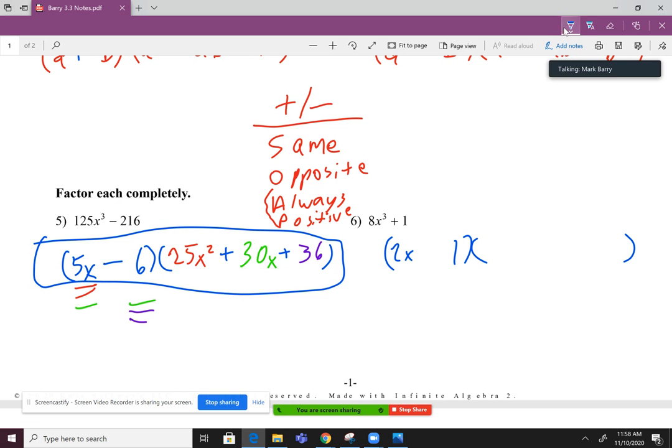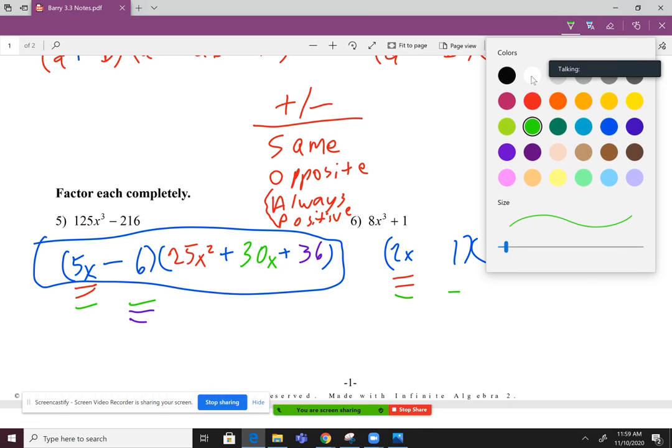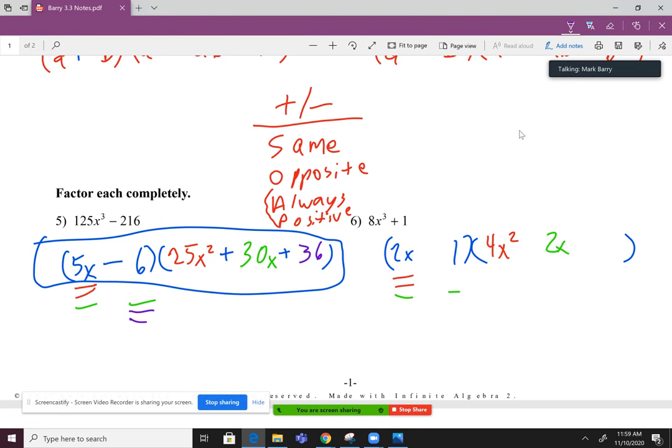Okay, so once you have your small parentheses filled out, let's really pay attention here to how we fill out the big parentheses. It's based on the small one. First thing times itself. 2x times 2x, 4x squared. Now we do first thing times second thing. 2x times 1, 2x. Now we do last thing times itself. 1 times 1, 1.